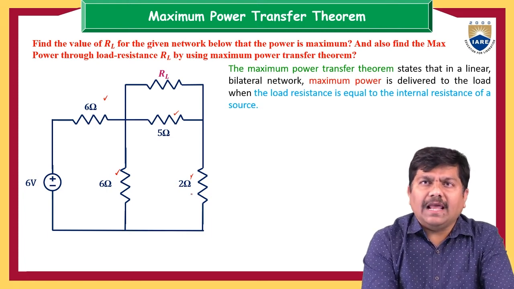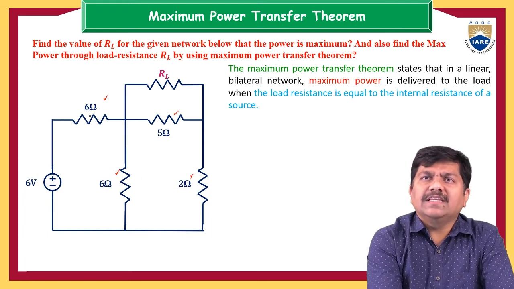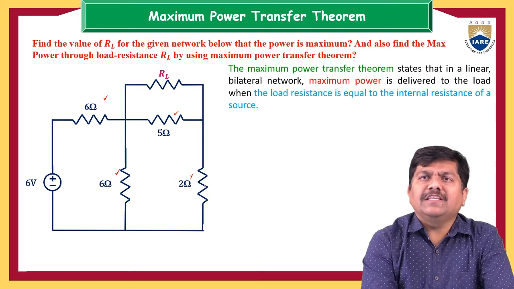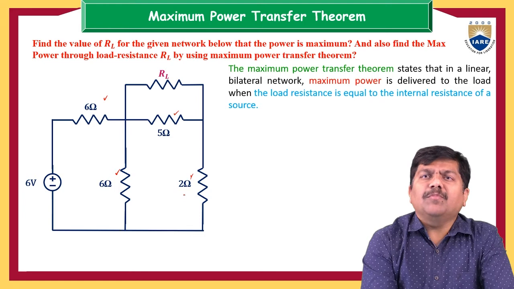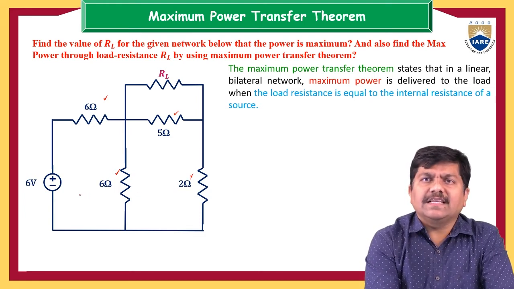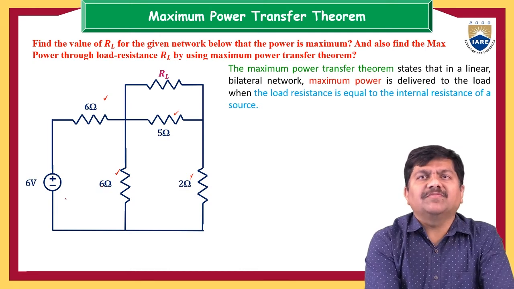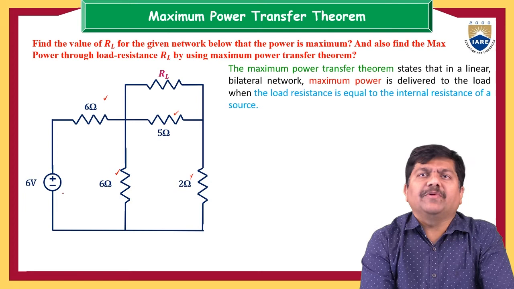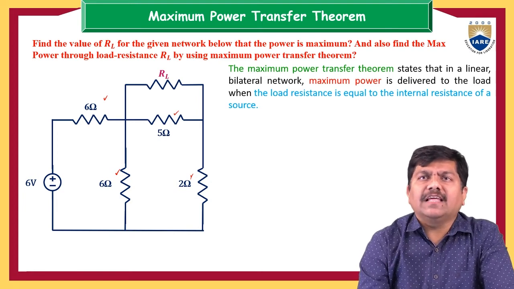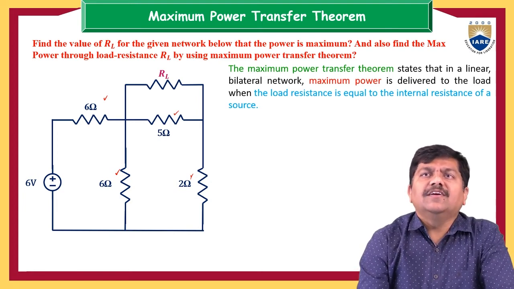So we have to calculate the equivalent of the 6 ohm, 5 ohm, 6 ohm and 2 ohm resistances, which may contribute a considerable portion in calculating the internal resistance, which is the source resistance of the 6 volt voltage source. That is the major problem here. So, how can we calculate the equivalent source resistance here?